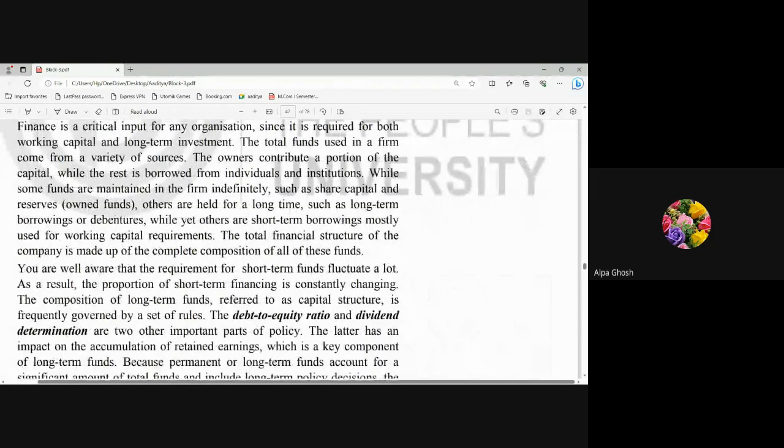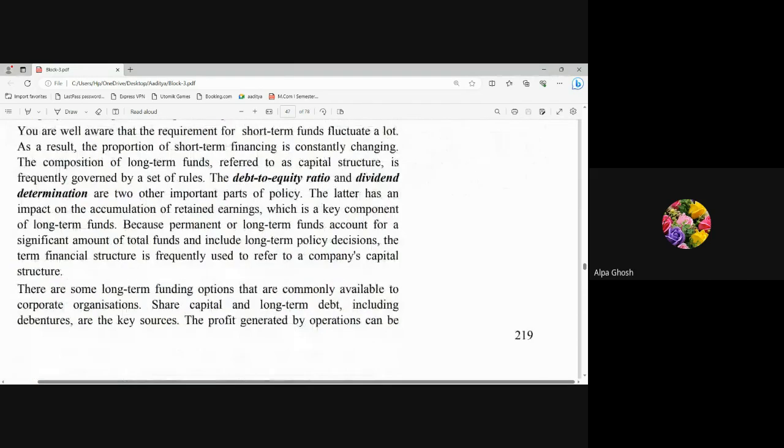So if we start with the capital structure concept, the capital structure rule says that it is the debt to equity ratio. Debt to equity ratio means what is the mix, what is the composition of debt in the fund, and what is the composition of equity. So debt to equity is your capital structure.